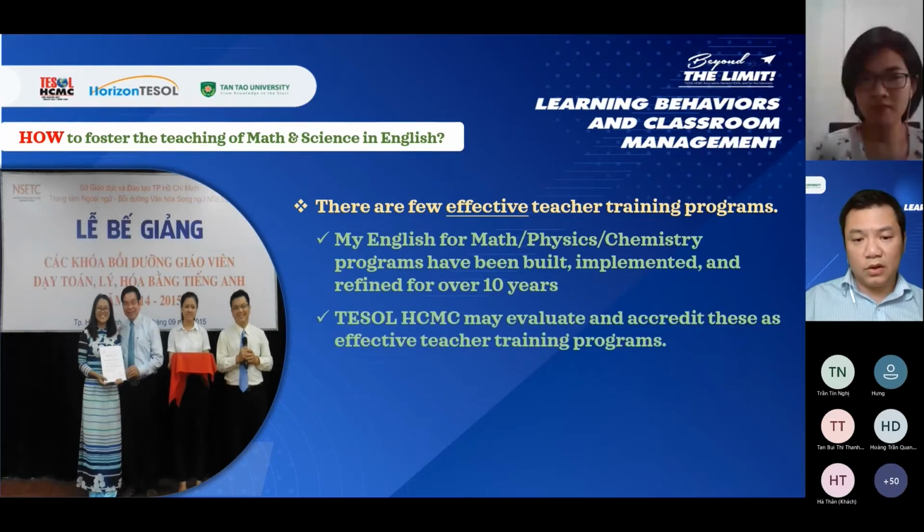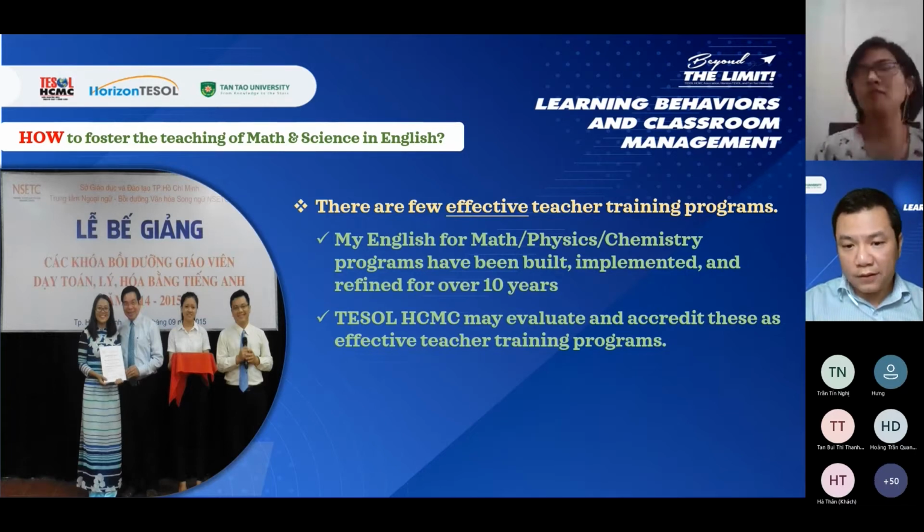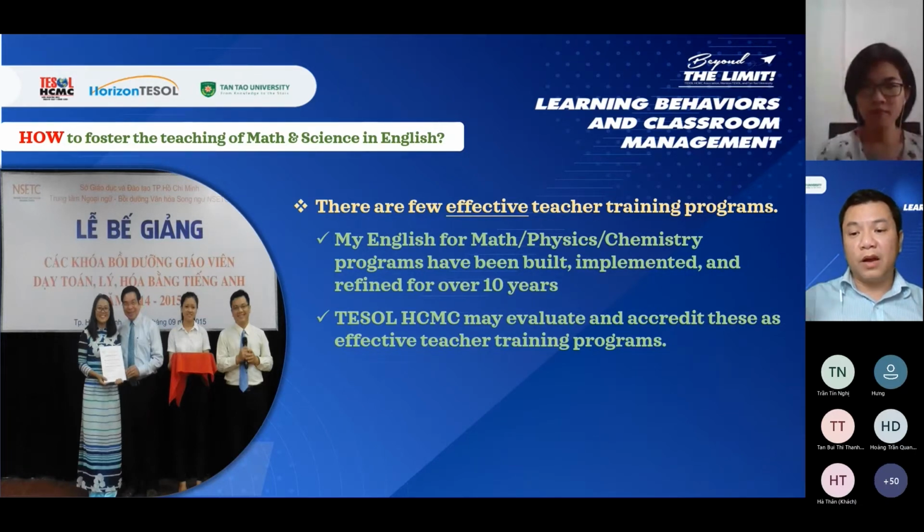And what I would suggest is that TESOL HCMC may evaluate and accredit these programs as an effective teacher training program. So it will have some kind of accreditation, and teachers will know where to come when they want to learn how to teach the subject in English. This is not like advertising for myself, but I just tell everyone that I have it and I can do it.